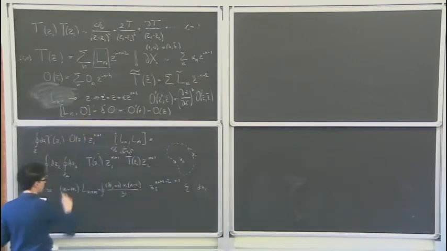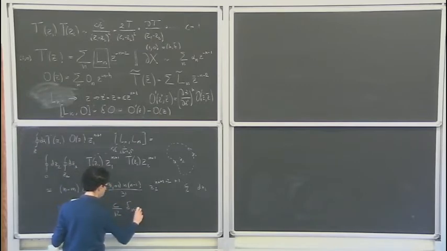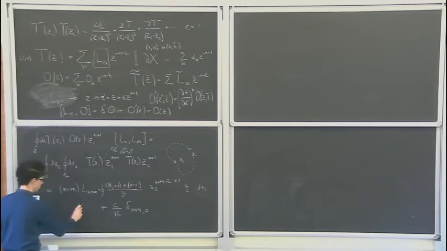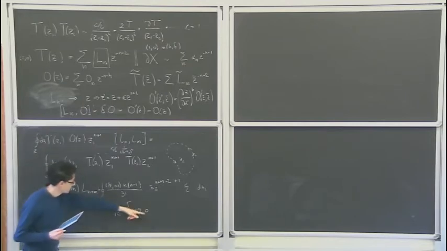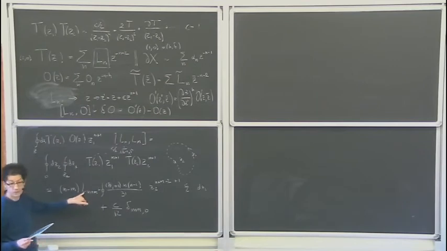So the anomaly term up there gives a contribution which is c over 12, that is c over 2 times 3 factorial, times (n cubed minus n), and then delta n plus m, 0. So you see, you start seeing this anomaly is deforming the algebra of the symmetries. So this is the Virasoro algebra, and sometimes these are called Virasoro generators. Any questions?